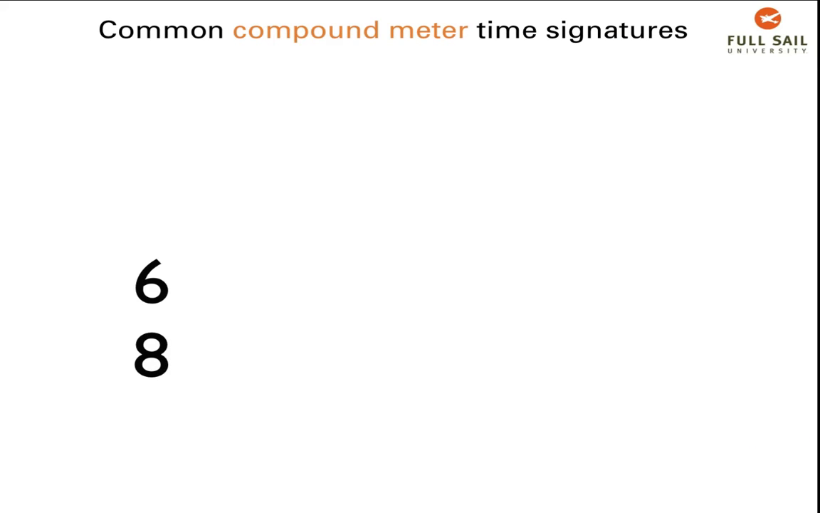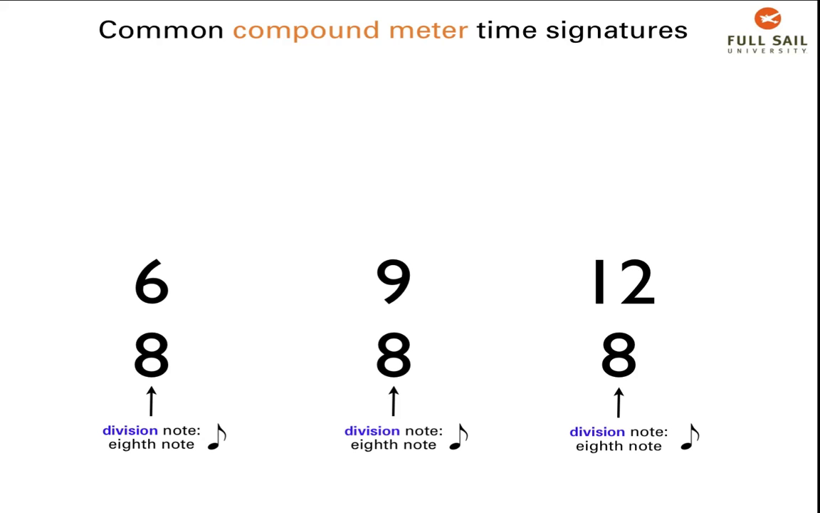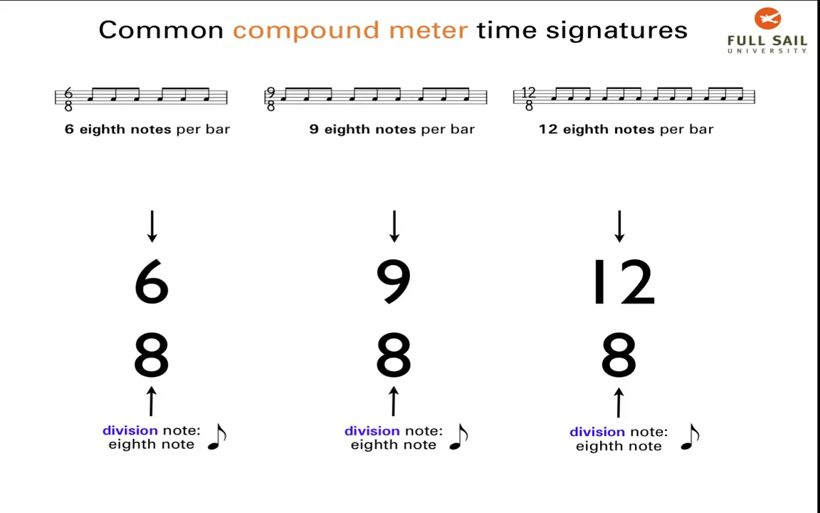In compound meter time signatures, like 6/8, 9/8, and 12/8, the bottom number does not represent the beat note, but instead represents the division note. The top number, again, tells us how many of that type of note can fit in each bar. In 6/8, for example, each bar can fit 6 eighth notes, or the equivalent thereof. The question now is, how many beats can fit in each bar?